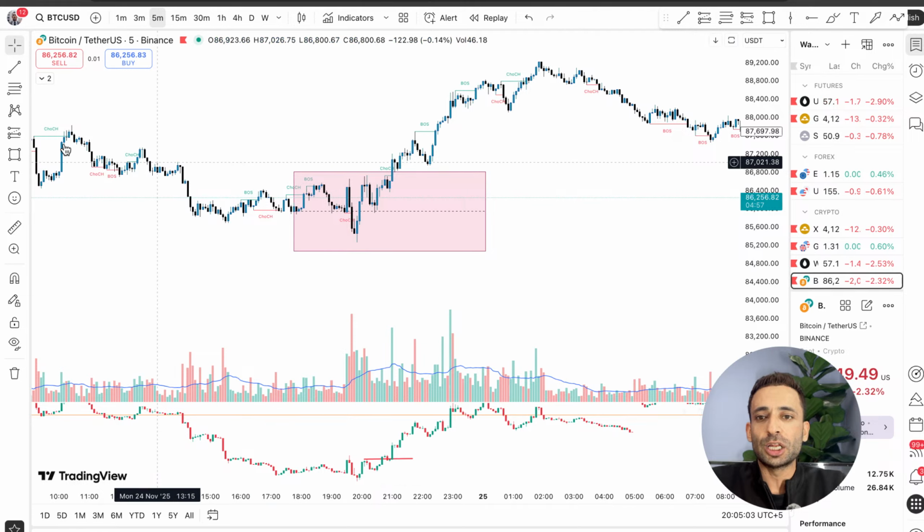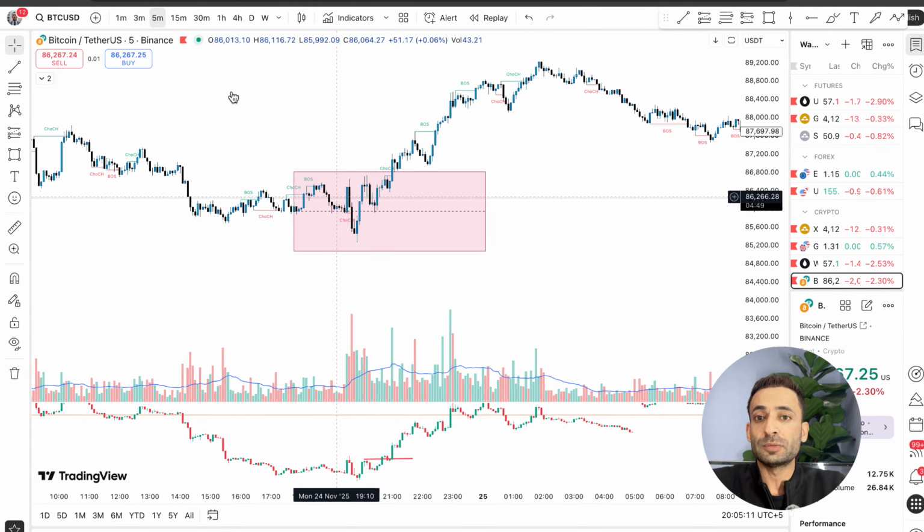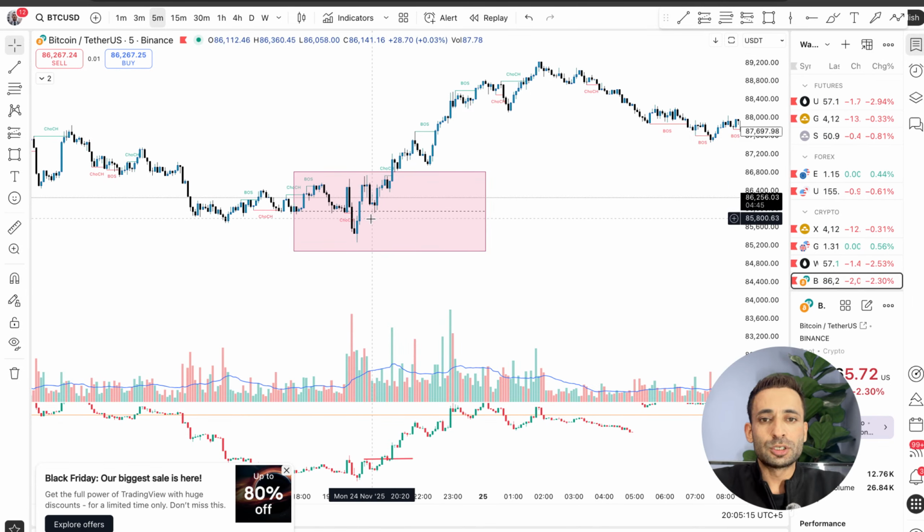Then you can literally go and even wait 5 minutes, 10 minutes for the market to come back here. Okay, it's a 5-minute chart, a lower time frame, okay? You can wait here for the supply zone. You can draw the supply zone here, and then you can take your position from here.